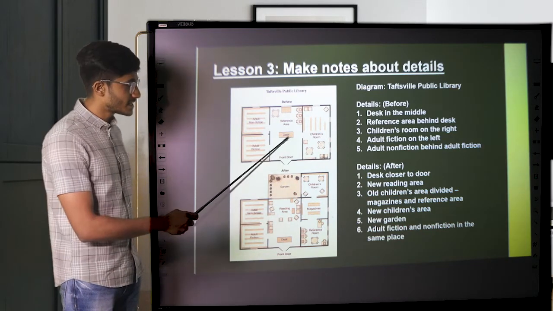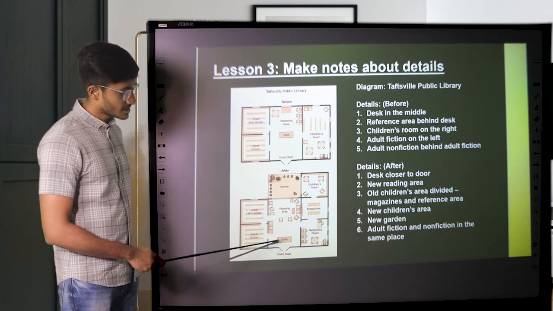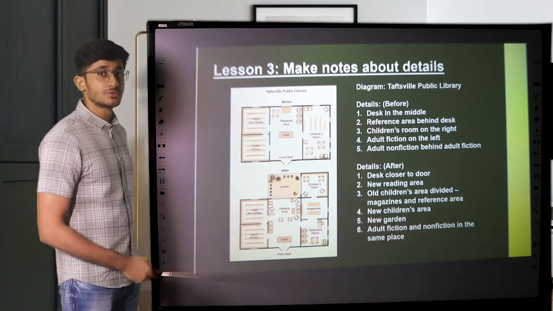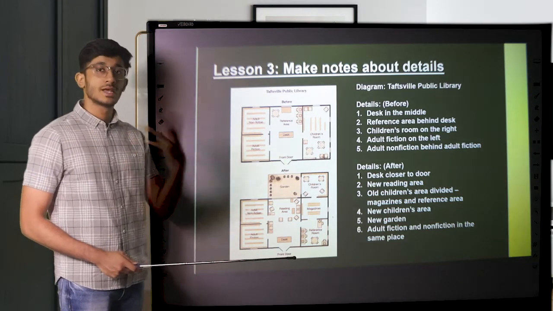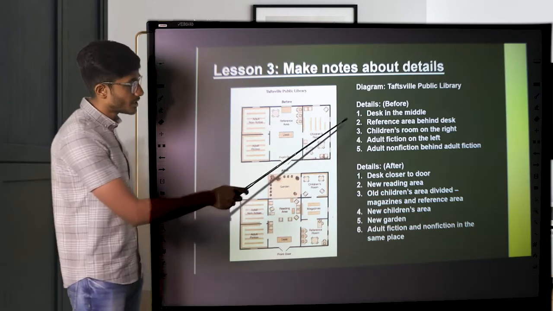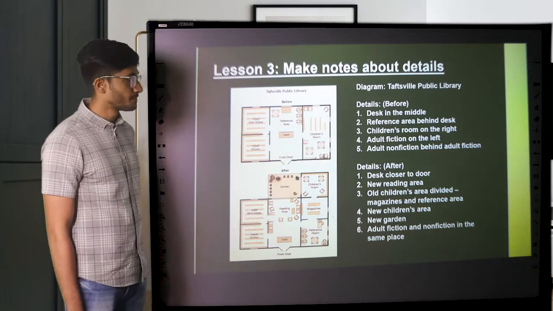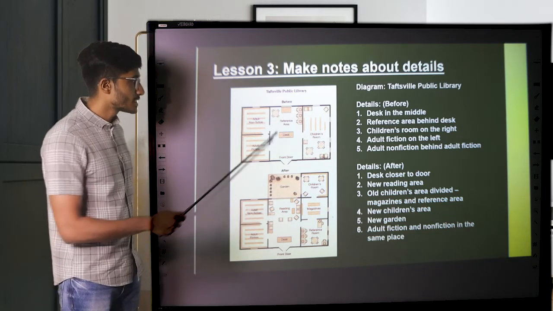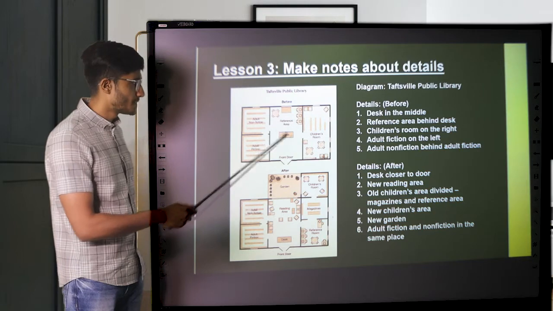So if you look at the desk, you see here the desk was in the middle, here the desk is not in the middle. So that's what you write, because you can talk about it, because there is a difference. So that's a detail that you can talk about. So you write that in the before snapshot, the desk is in the middle. Then you can look at the reference area. So here the reference area is behind the desk.